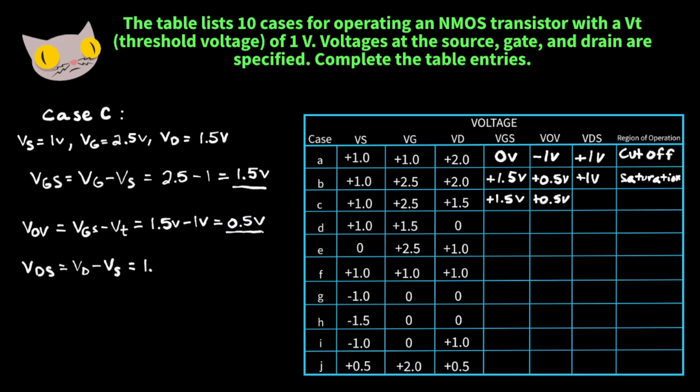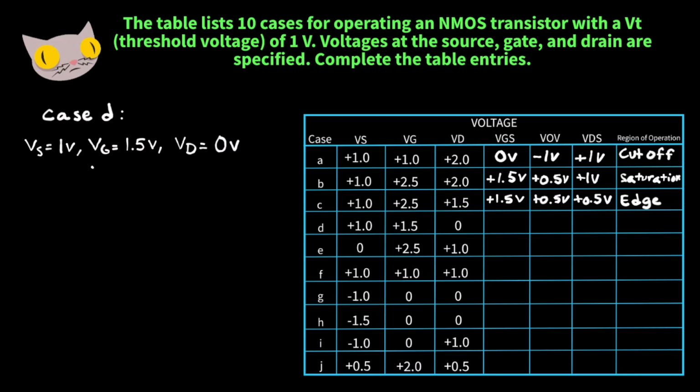Now let's find our drain to source voltage. We're going to get 1.5 volts for VD minus 1 volt for VS, and that's going to leave us with 0.5 volts. Now here our drain to source voltage is equal to our overdrive voltage. This means we're operating on the edge of saturation. So there's C all done. Let's move on to D.